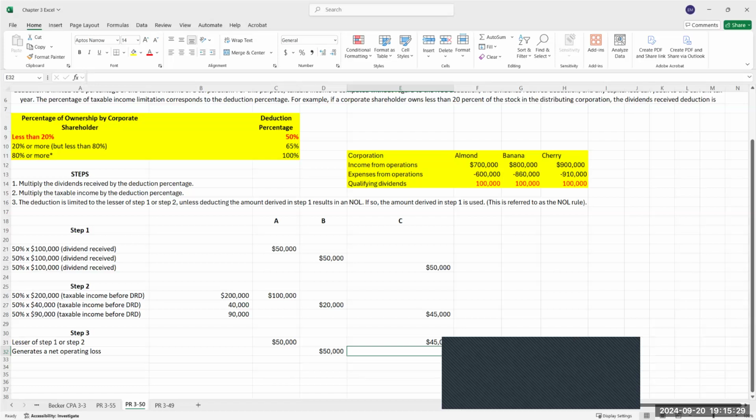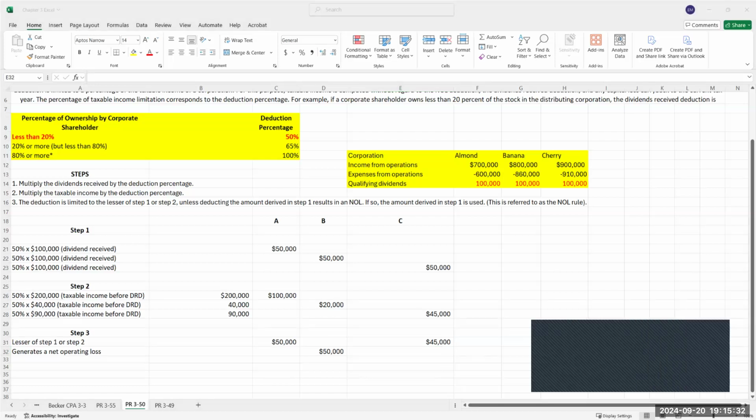And again, the tax software calculates this stuff, but it is very important to be able to understand the nuance. So again, we start off by multiplying the dividends received by the deduction percentage. For less than 20% ownership it is 50%, for 20% or more but less than 80% it's 65%, and for 80% or more, it is 100%. For step 2, we multiply the taxable income by the deduction percentage. And for step 3, we take the lesser of step 1 or step 2, unless deducting the amount derived in step 1 results in a net operating loss.